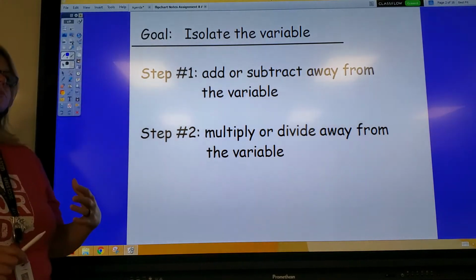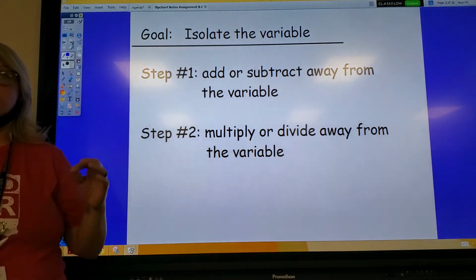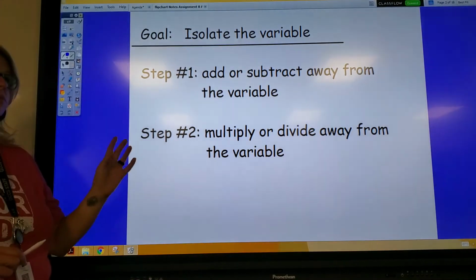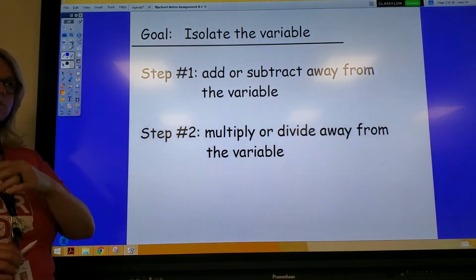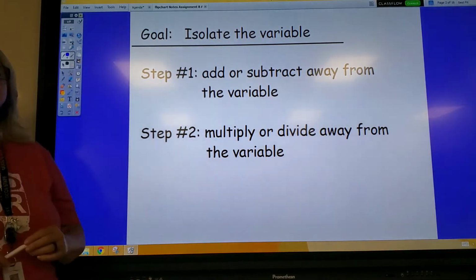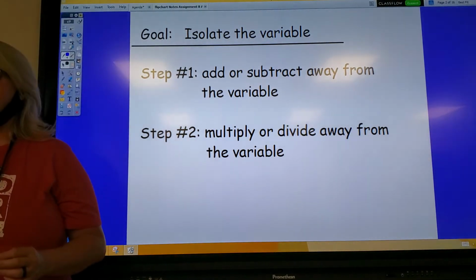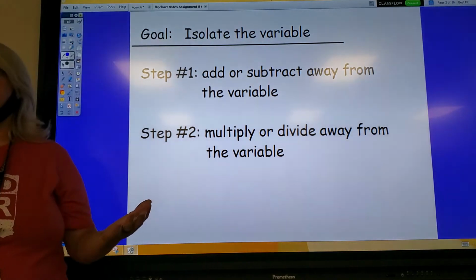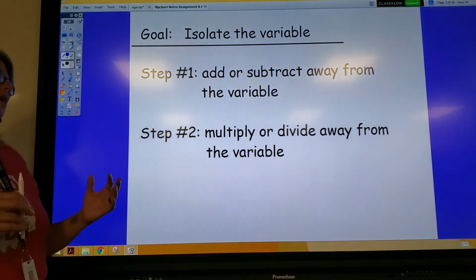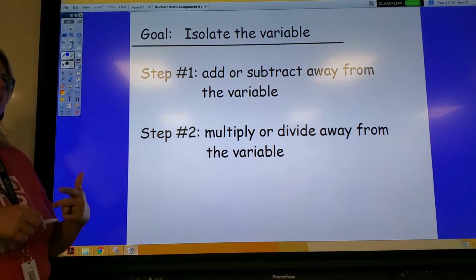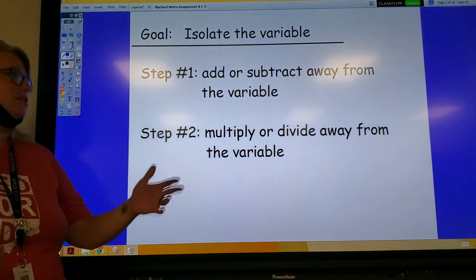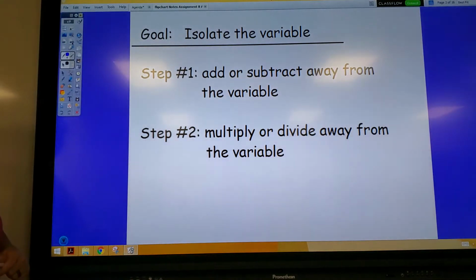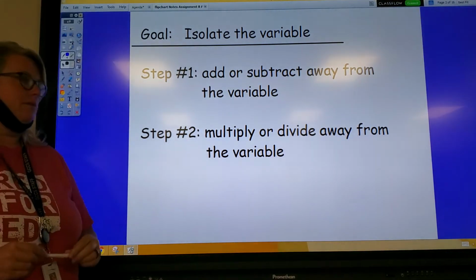The first step is always going to be to add or subtract. Okay, very important that our first step is to add or subtract away from the variable. And then our second step is going to be to multiply or divide. Now, some people really get confused with that because it's the opposite of the order of operations. So I think once you get into doing it, you won't even think about the fact that you're adding and subtracting before multiplying and dividing. But just keep that in mind, all right?